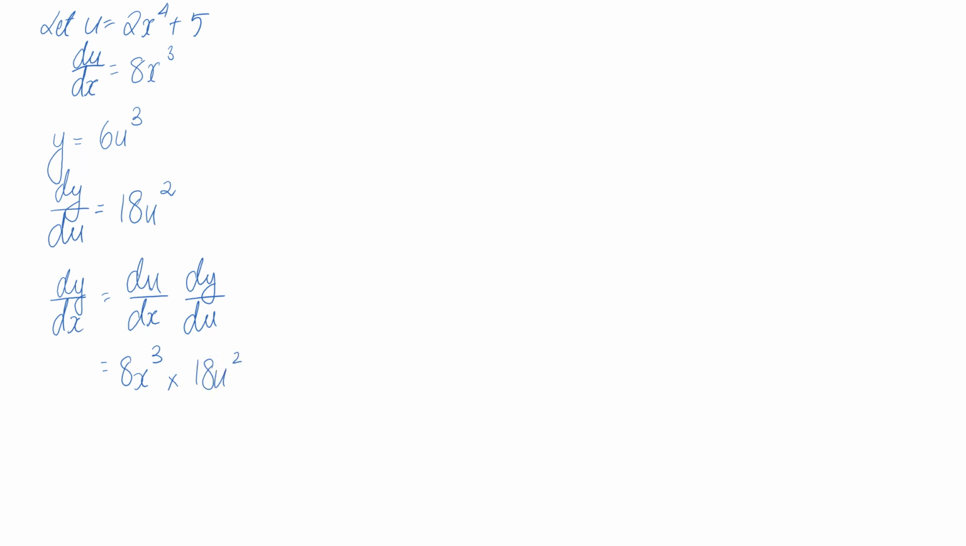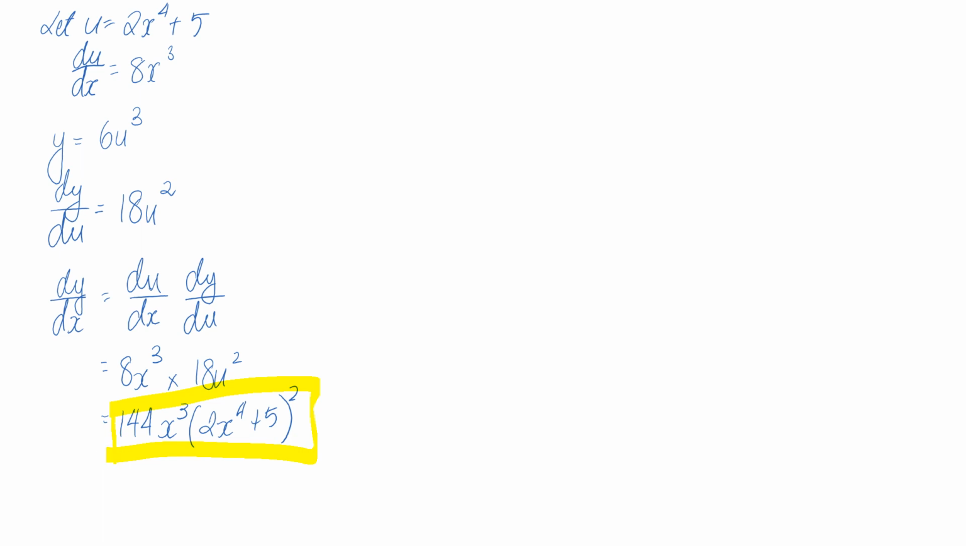I can make this nicer by figuring out 8 times 18, and this in a calculator comes to 144. I've got my x cubed, and then I have u to the power of 2. And rather than answering in terms of this variable we introduced, we can go back and say, u here was actually equal to this expression in x. So we can just replace it. So 2x to the 4 plus 5, and that's all squared. That there becomes our answer for the derivative of our original function.